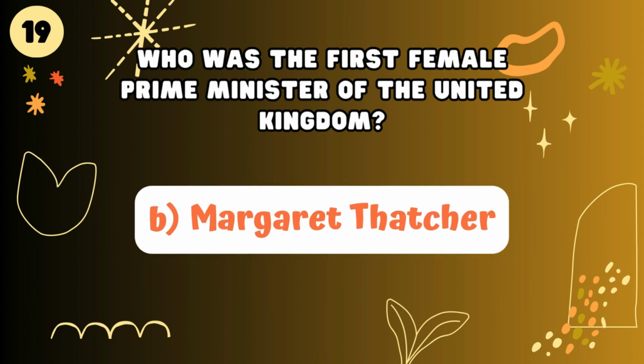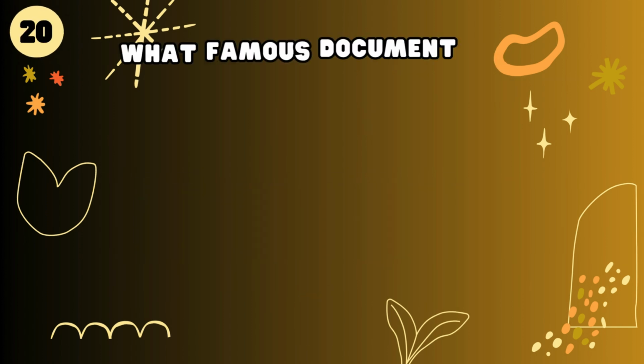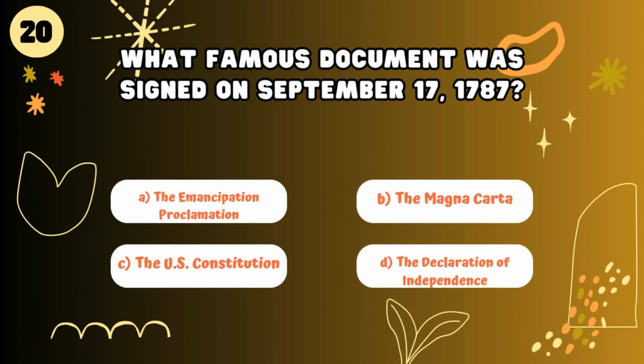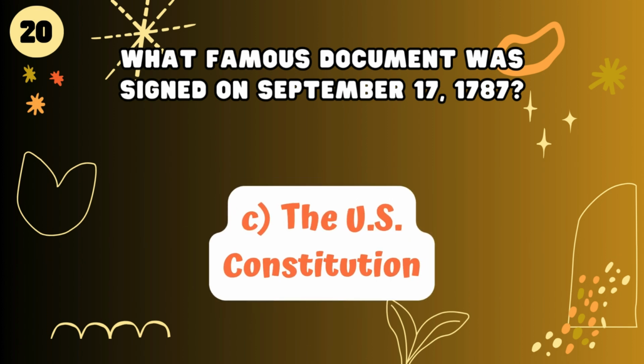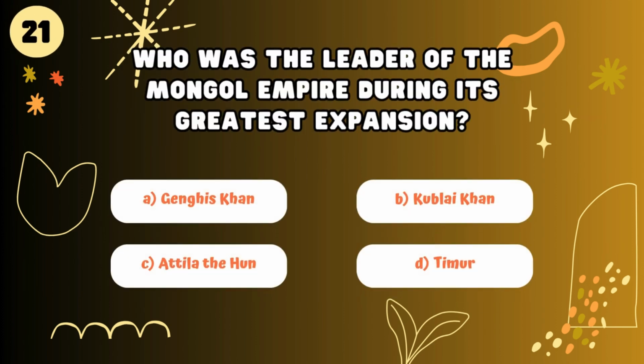Answer: Margaret Thatcher. What famous document was signed on September 17, 1787? The Emancipation Proclamation, the Magna Carta, the U.S. Constitution, the Declaration of Independence. Answer: the U.S. Constitution. Who was the leader of the Mongol Empire during its greatest expansion? Genghis Khan, Kublai Khan, Attila the Hun, Timur.